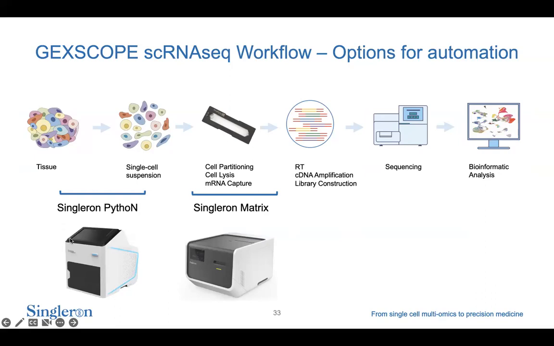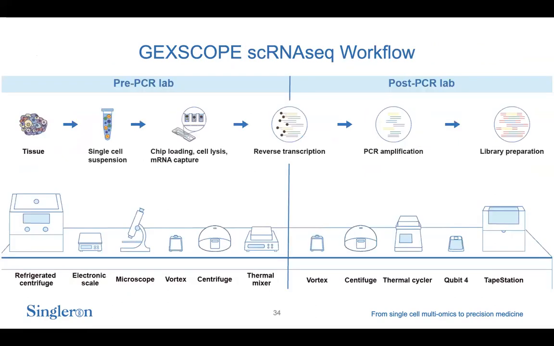So you can get your single-cell tissue dissociator, Singleron Python, or you can get the instrument to automatize the chip processing. But this is not a necessity. So it's only up to you whether you wish to use these instruments or not. So what you actually need to have in your lab in order to start with the single-cell sequencing experiments.